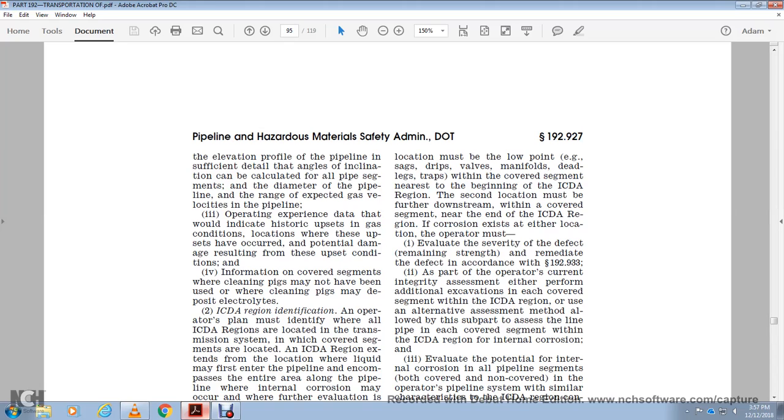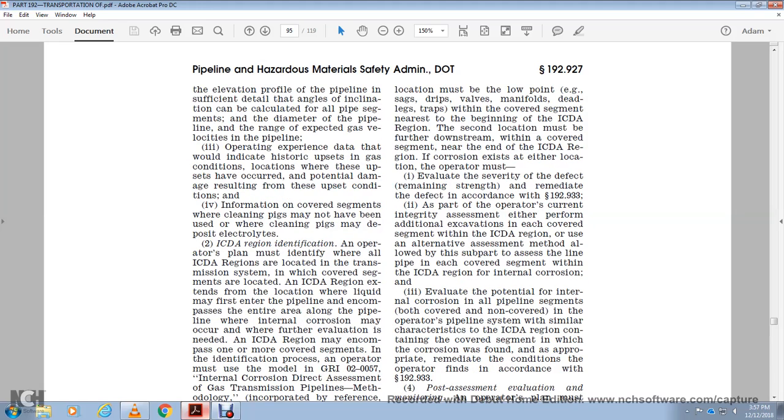As part of the operator's current integrity assessment, the operator must perform additional excavation and assess the coverage of each coverage segment of the ICDA region. Either an alternative assessment method is allowed, supported by a separate plan, for each coverage segment of the ICDA region with internal corrosion and the potential for internal corrosion. All pipeline segments, both covered and non-covered, in the pipeline system with characteristics similar to the ICDA region containing the covered segment in which the corrosion was found must be remediated as the operator finds in accordance with 192.933.